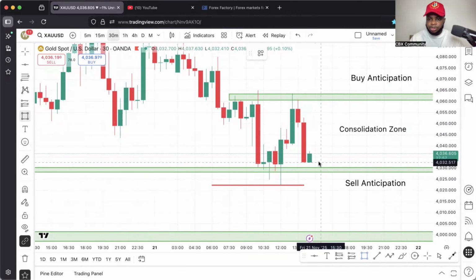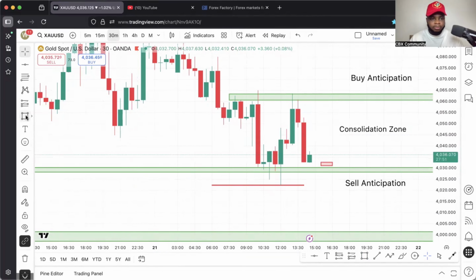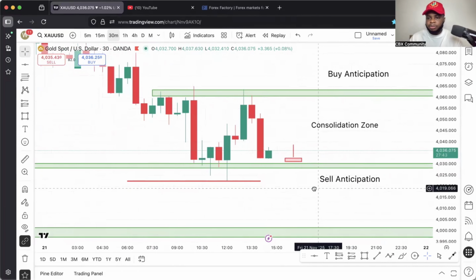If this candle is going up to create a wick like this, then for the body, let me zoom the chart a little bit.